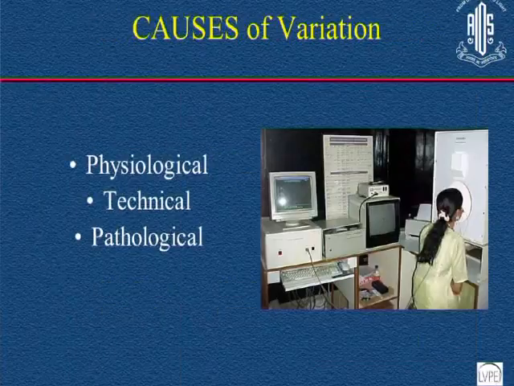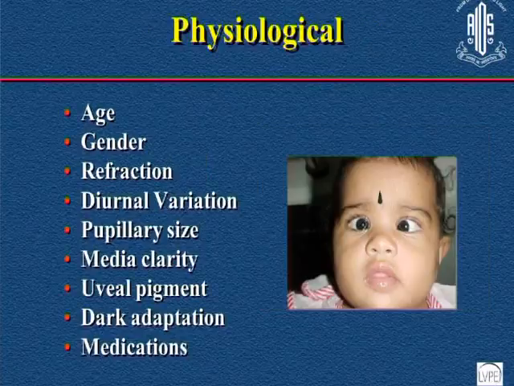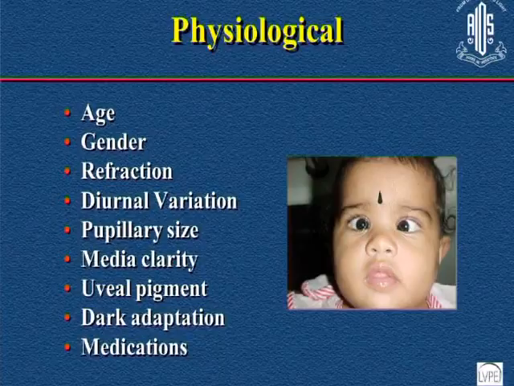The causes of variation that we should know can be physiological, technical and pathological, and we'll quickly go through some of these. Physiological, there is a lot of difference by age, gender, refraction and all these factors. I'll go through one of them.